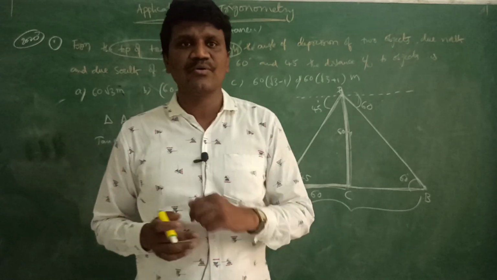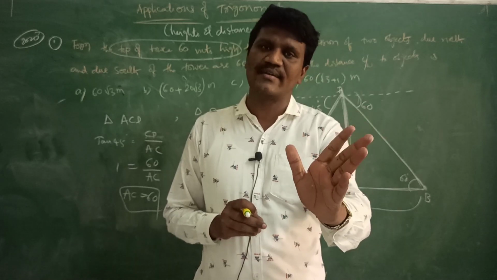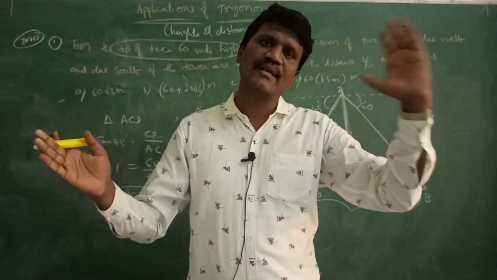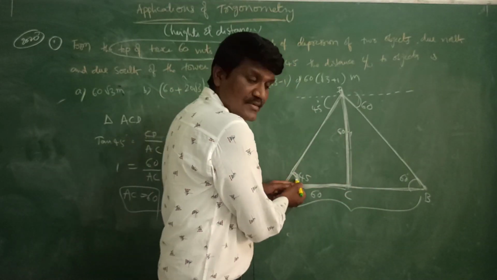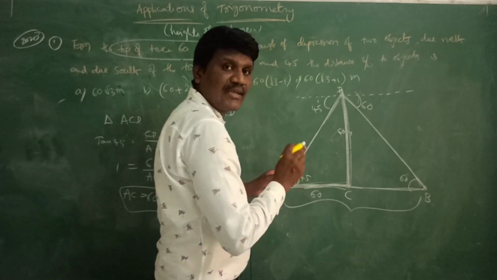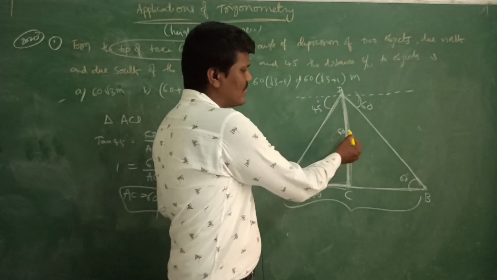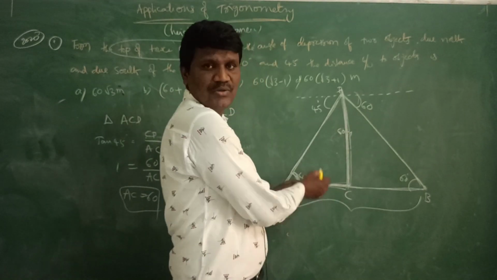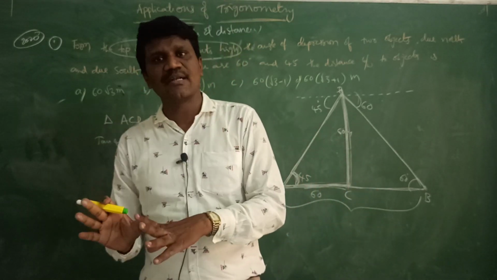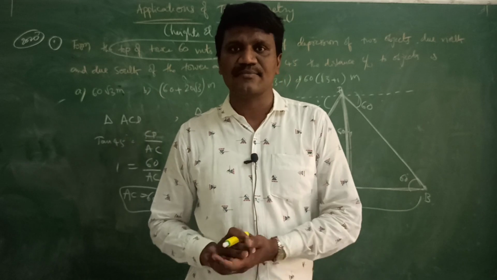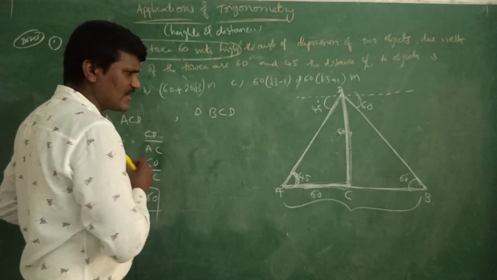Here one thing you note down: whenever angle 45 degrees is there, the opposite side and adjacent side both will be equal. Directly without doing any problem, if this is 60, this will also be 60, because tan 45 value is equal to 1. If tan 45 is equal to 1, opposite side is equal to adjacent side. Okay students, now let us take the second one. The first one we got as 60.